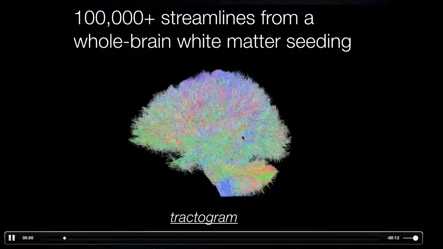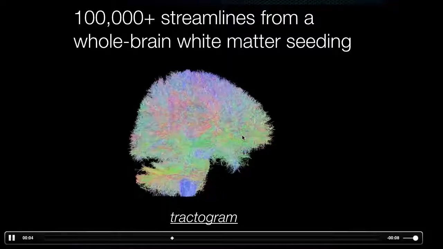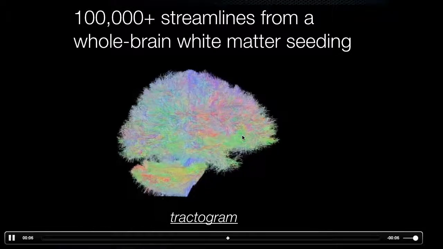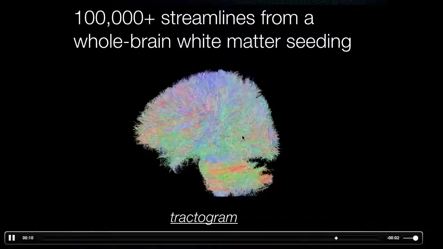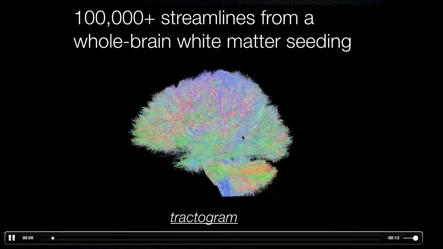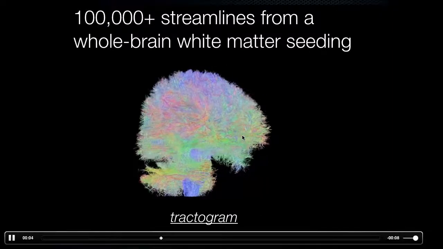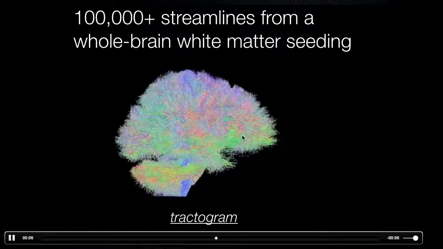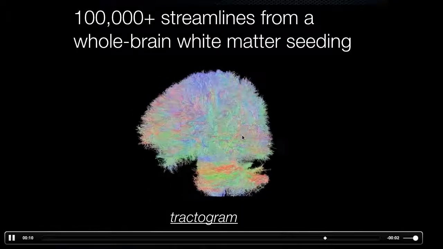And if you do this across the whole brain, placing seeds in every voxel of the white matter, you can generate these tractograms. That's the term used for the union of all streamlines produced by a tractography algorithm. A tractogram defines, or models, or estimates the white matter pathways.